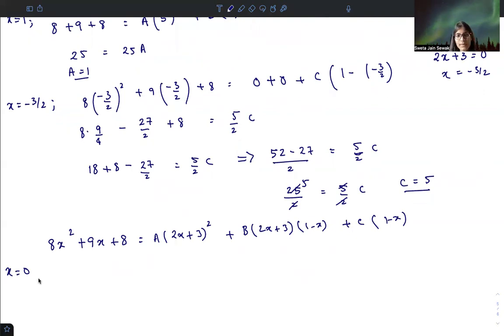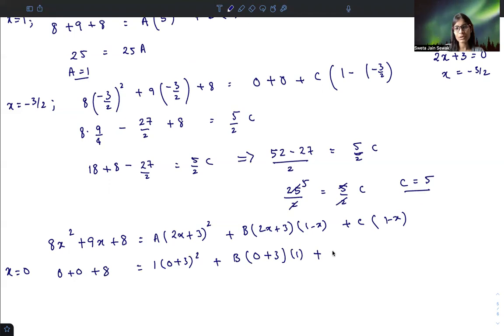And we can put any value of x. Just choose the value of x in a way that will make your whole calculation very, very simple. So in this case, I see if I put x equal to 0, all these numbers will become so small and easy to deal with. So this becomes 0 plus 8 is equal to, the value of A is 1, and 2 times 0 is 0 plus 3 squared, plus B, 2 times 0 will become 0 plus 3, 1 minus 0 will be just 1. If you see how simple the numbers are becoming. Plus C, which is 5, and 1 minus 0.